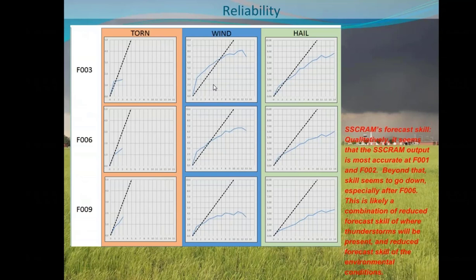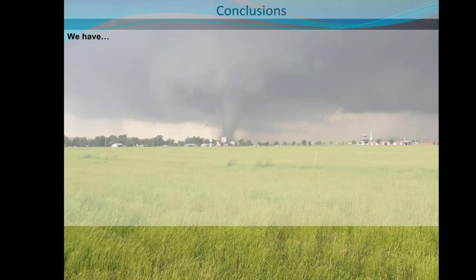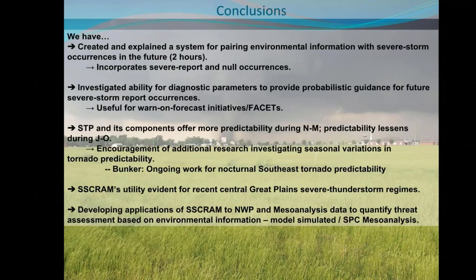Here are some reliability diagrams showing that within the first 6 hours or so, SCRAM output is quite reliable across the board. You get more to 6 to 9 hours, and there's a bit more of a bias in some of the parameters as we get out into more extended ranges. I'll stop with a conclusion just a moment.